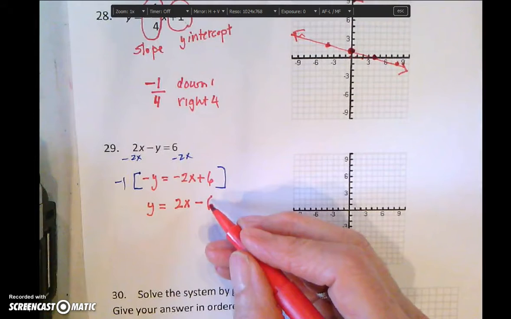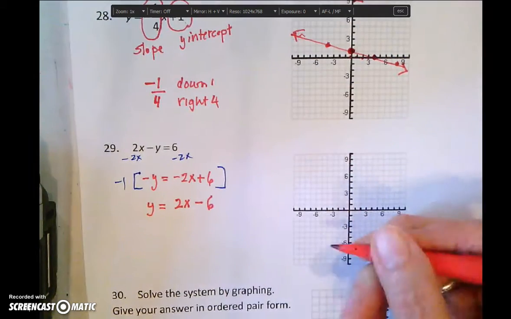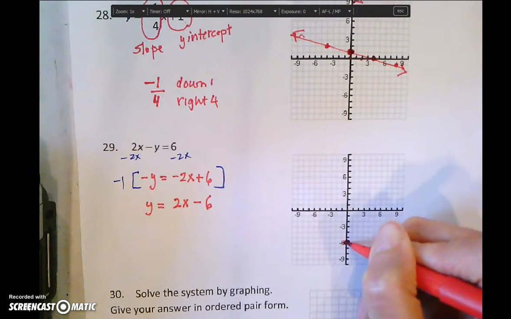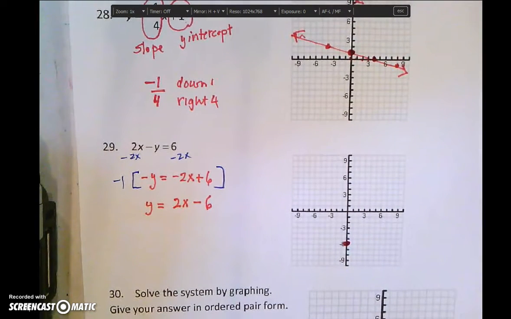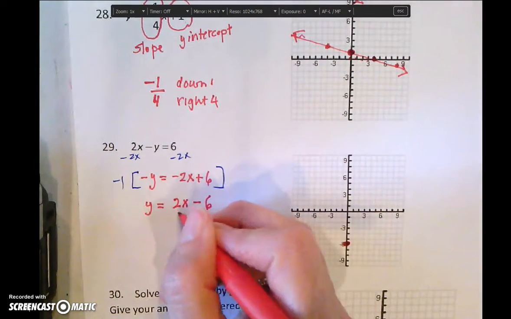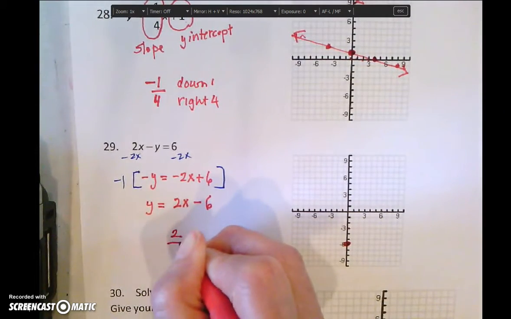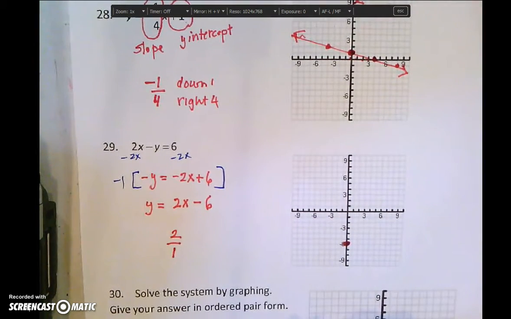I have a y-intercept of negative 6. So 1, 2, 3, 4, 5, 6. So put my y-intercept on the y-axis at negative 6. And then my slope is 2, and that means that it's going to be 2 over 1. I need to make a fraction out of it.